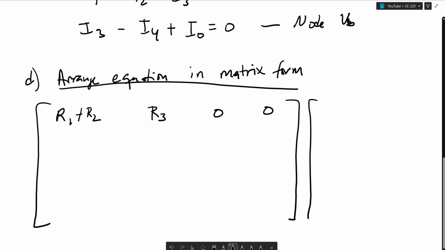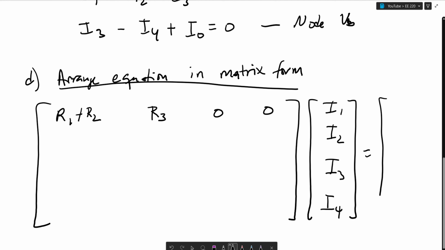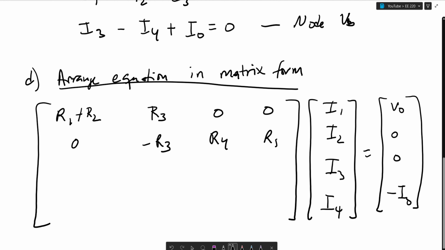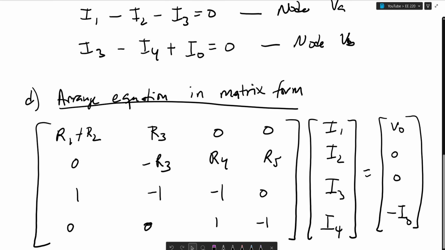And this is a matrix from maybe an algebra class or a calculus class. We can write it in terms of this: minus 0, 0, negative R3, R4, R5, 1, minus 1, minus 1, 0, 0, 0, 1, minus 1. And essentially, I'll explain how we come up with these equations.